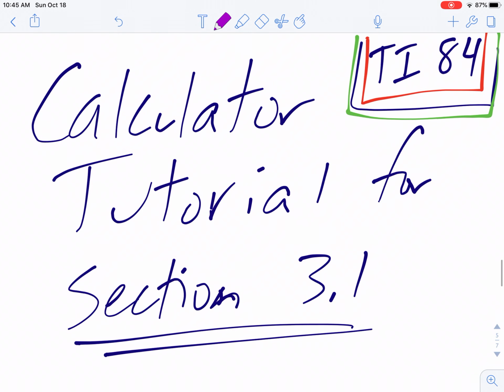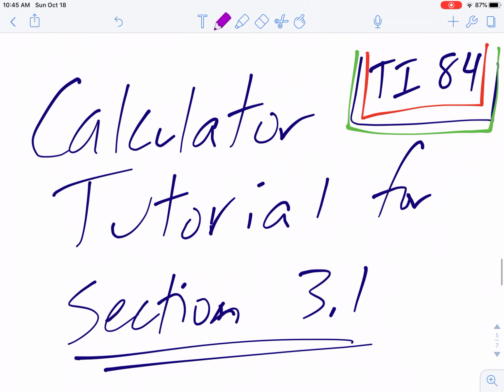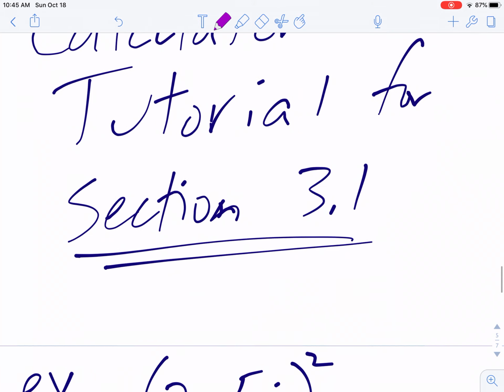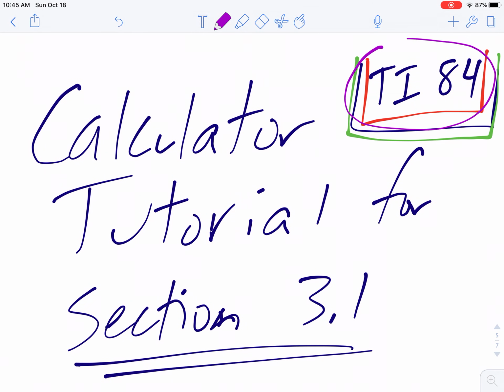So with this little tutorial, I'm just going to try to show you how to do section 3.1 with the help of your graphing calculator. If you have a Texas Instruments TI-84 or TI-83, this video will show you how to do that. If you have a different graphing calculator like a Casio or Hewlett Packard or Sharp or something like that, I'm sure it does do this stuff.